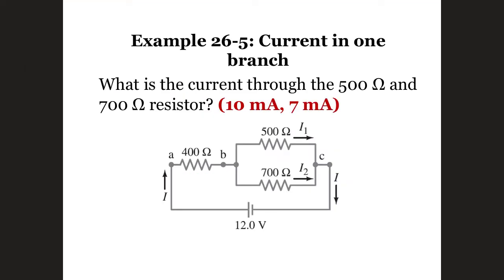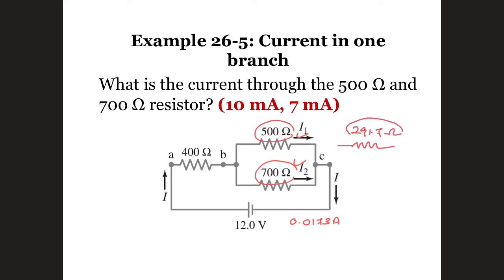So the same question, but now it asks you to find the current through the 500 ohm and also the 700 ohm. Like the previous one, we already found the current drawn from the battery, which is 0.0173 ampere. Like I mentioned before, for the series part, the current will be the same value. The combination of 500 and 700 is going to be like one resistor, equivalent to 291.7 ohm.